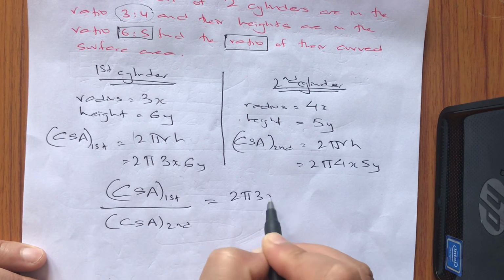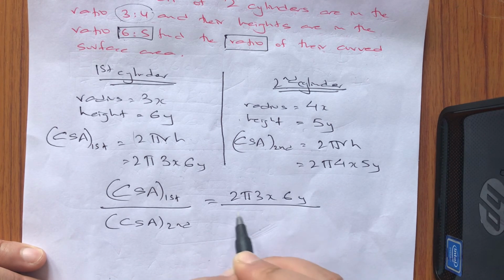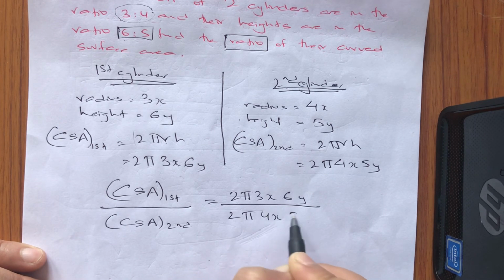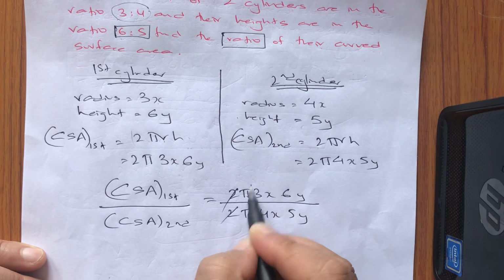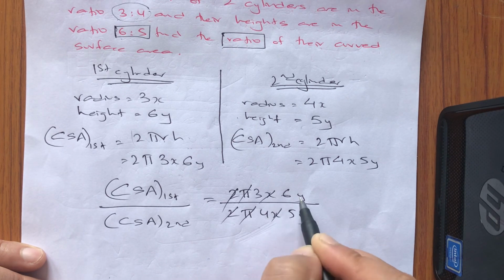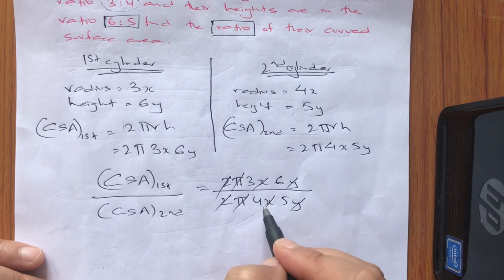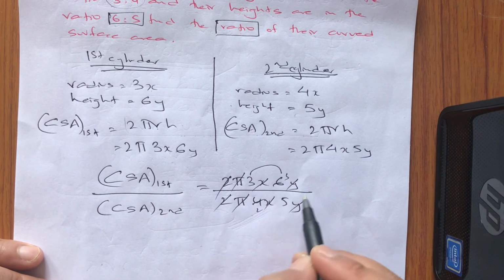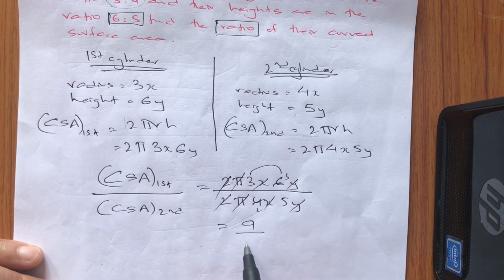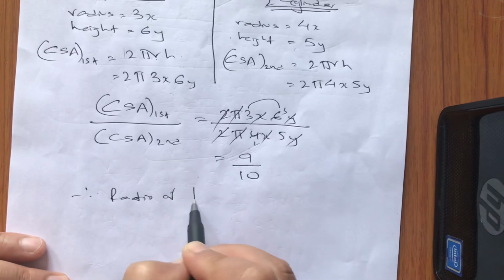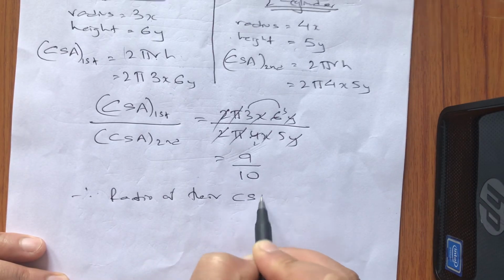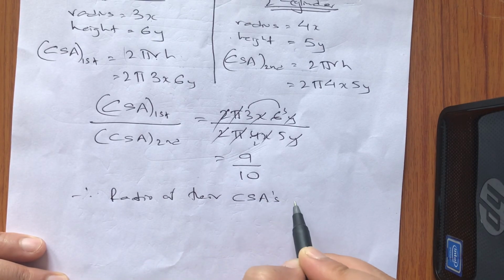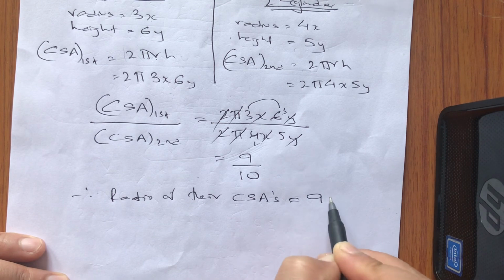2 pi 3x 6y divided by 2 pi 4x 5y. So 2 and 2 gets cancelled, pi and pi gets cancelled, x and x gets cancelled, y and y gets cancelled, and further, 2 2s are 2, 3 3s are 3. So what am I left with? I'm left with 3 and 3, that will give me a 9, 2 and 5, that gives me a 10. So therefore ratio of their CSAs is equals to 9 is to 10.